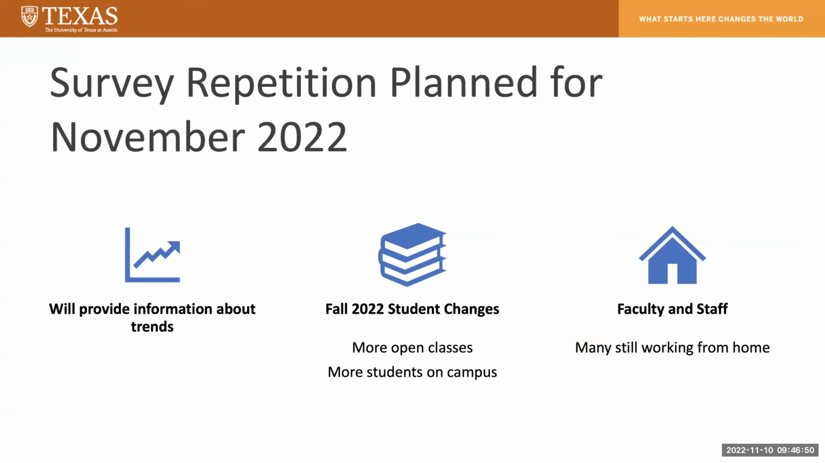Well, if we can do the second survey, we'll get some information that will allow us to look at trends. We can see how the fall 22 students' performance have changed. This fall, all the classes are open, and my informal observation is we have a lot more students on campus. I don't expect to see much difference between the spring and the fall for faculty and staff. More about that in a moment.